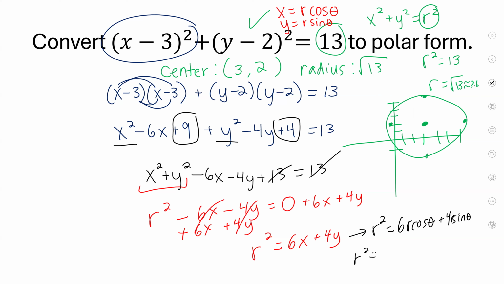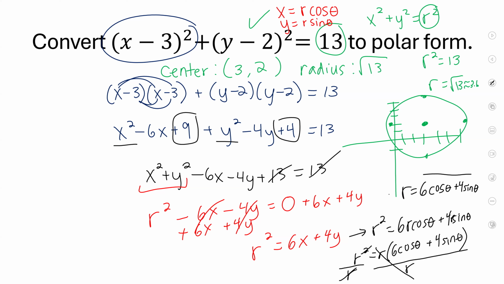So r squared equals, Brooklyn, you see how these both have r's? I'm going to pull them out. This is 6 cosine theta plus 4 sine theta. Divide by r. Those are gone. R squared over r is just r. So my final answer is r equals 6 cosine theta plus 4 sine theta. Wonderful.